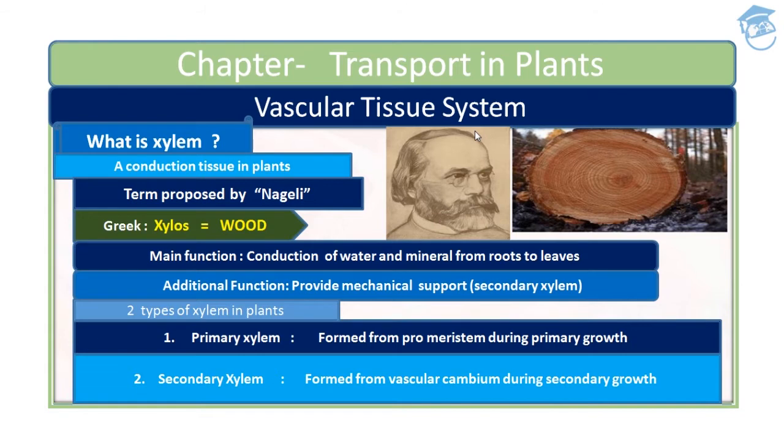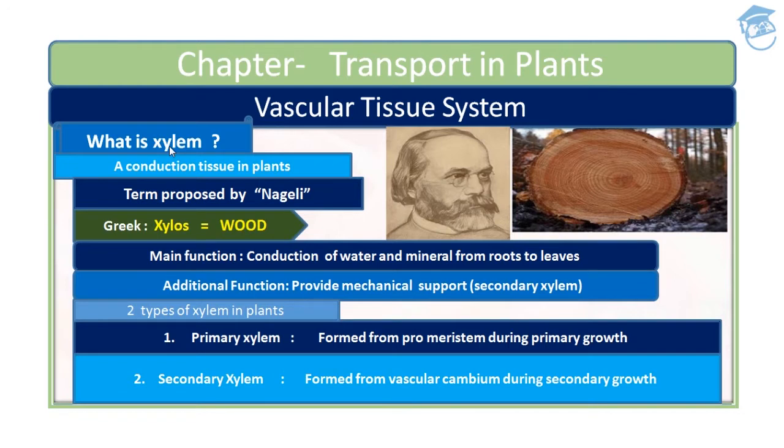Students, I have already taught you that the vascular tissue system is a unique characteristic found in vascular plants, which are also called tracheophytes. So vascular plants and tracheophytes are the same. The vascular tissue system comprises vascular bundles, xylem and phloem. Now the question arises, what is xylem?